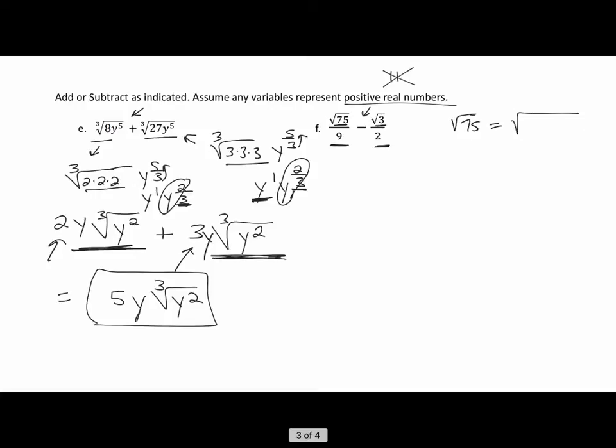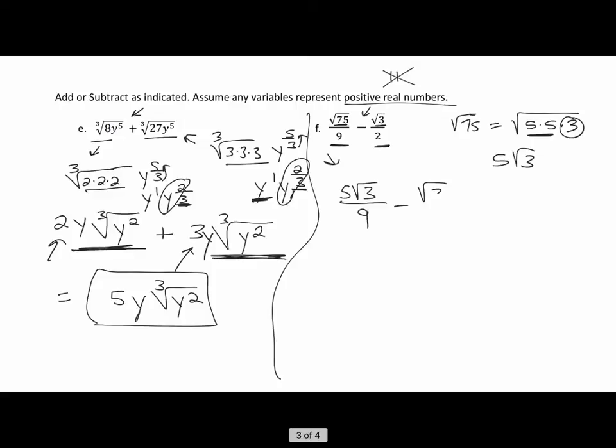So 75 is 5 times 5 times 3. So we do have a square root of 25, which is 5, and then there's 3 left over. So let me rewrite this here. Root 75 becomes 5 root 3 over 9. And the other parts stay the same. Okay. Whew. So we do have radicals in these two terms.